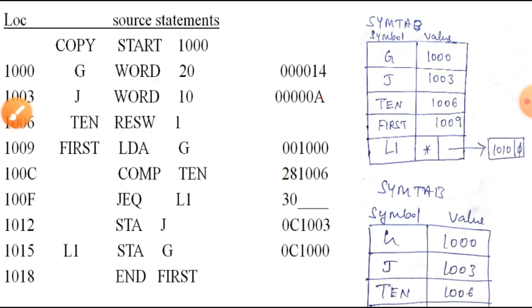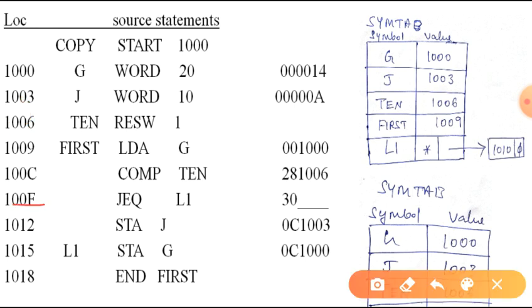Continuing with the next line, at 100F we have JEQ L1. JEQ can be replaced by its opcode, but L1 at this point, this one pass assembler doesn't know what the value of L1 is, because L1 is nowhere defined before this. So it is a forward reference.